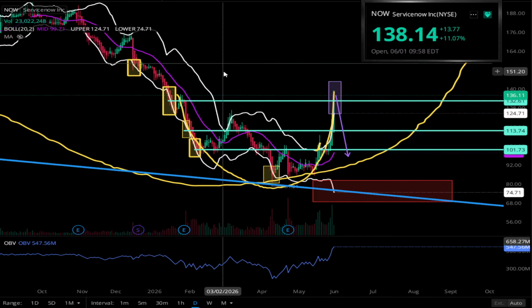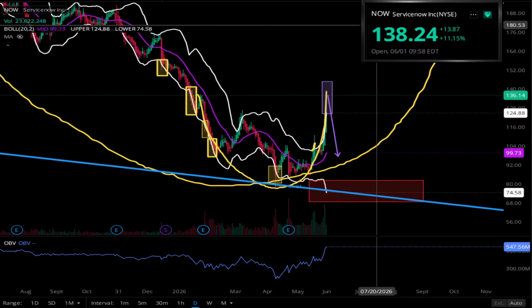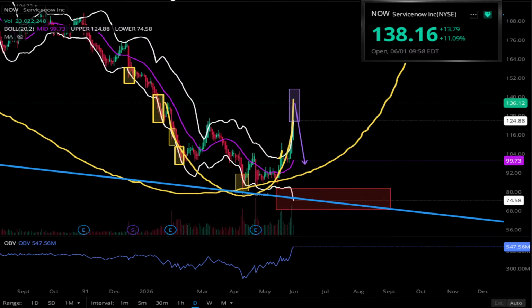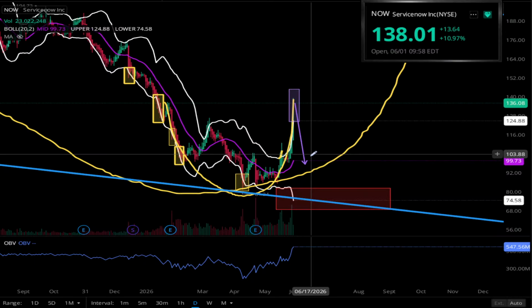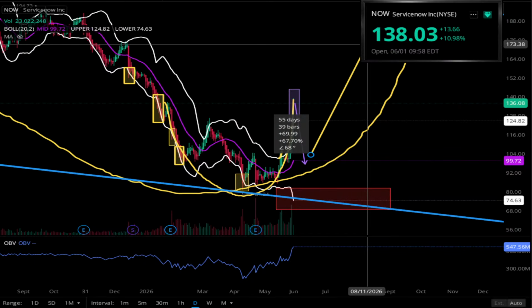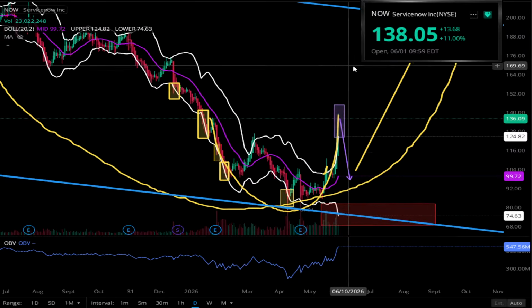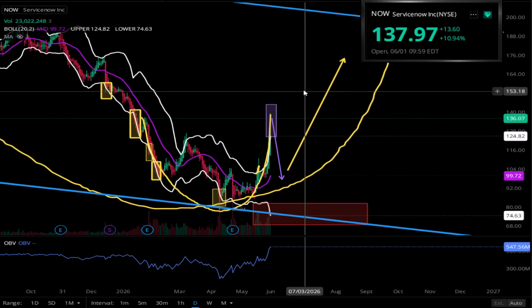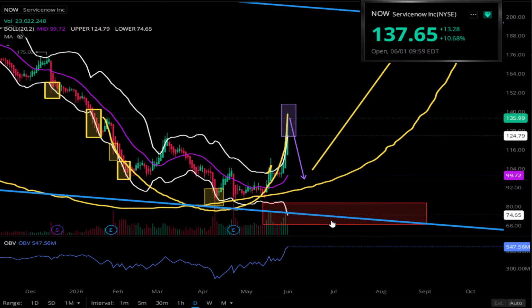Okay. But this is also telling us that now we're starting to buy some of these previous support ranges that we can start looking to this upside. Okay. So wherever this bottom of the handle is, we should be looking for it to basically break out and continue pushing us upward. So that's what I'm looking at for ServiceNow. I think it looks good.